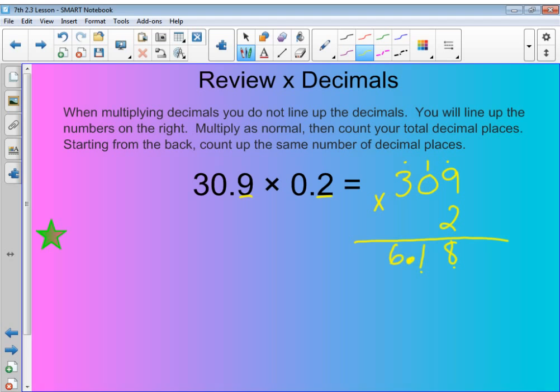What's new today is if we had added maybe a negative to one of these numbers or to both, we would then have to go back and review those skills of how do I decide if my answer is positive or negative? Well, here we'll count the negatives. So if I had just one negative in front of the 30.9, that would make my answer a negative answer because there's one negative. If we had 2 negatives, both numbers were negative, 2 negatives make a positive, so then that would make this a positive 6.18. Okay, so let's go ahead and try another one.